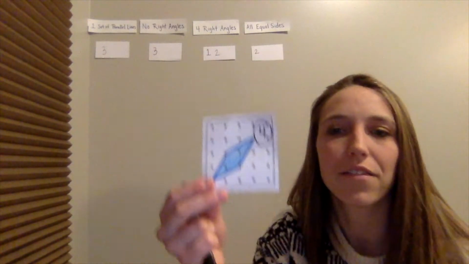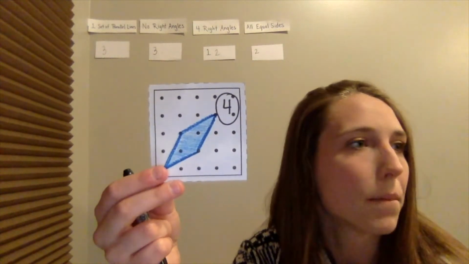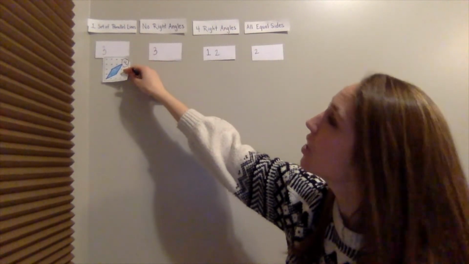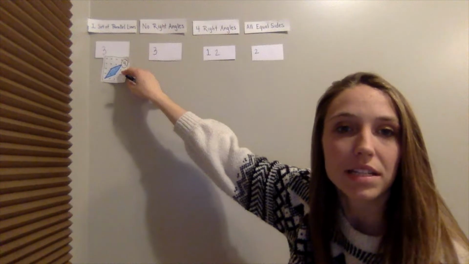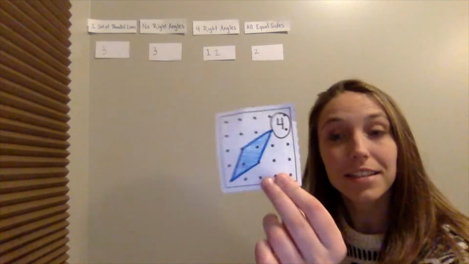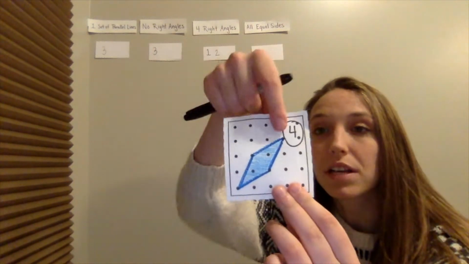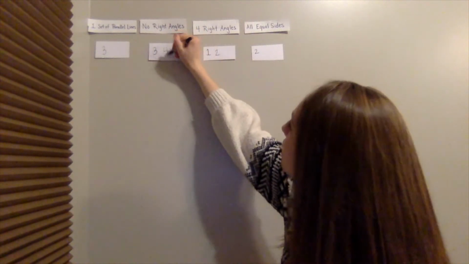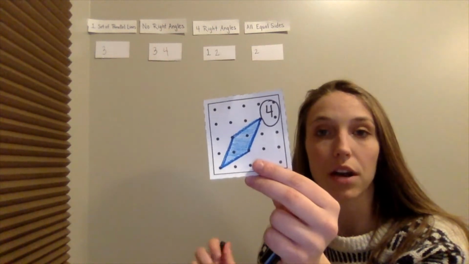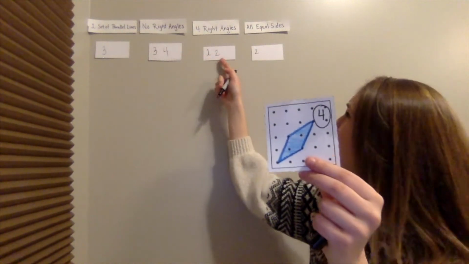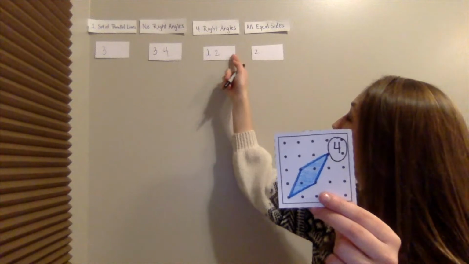And finally, we have this shape right here. This is my rhombus. A rhombus would not go in one set of parallel lines because it has two sets, okay? It does not have any right angles, though, because there are no perfect L-shaped angles. So I would write my number 4 under no right angles because it would go in that category, okay? Because it has no right angles, it cannot have 4 right angles, so it does not go there.